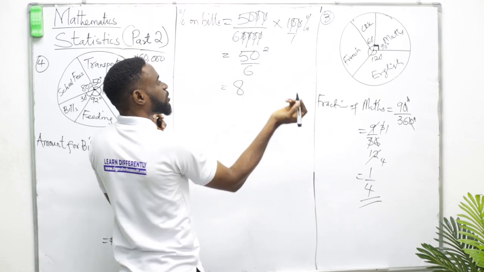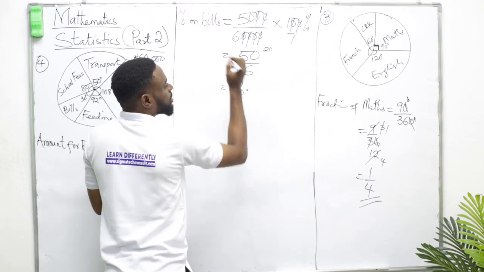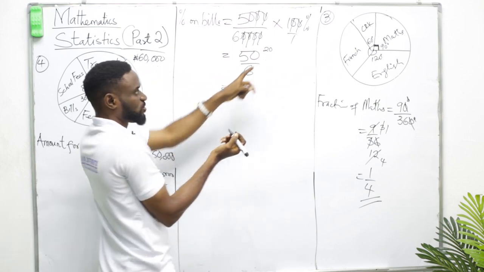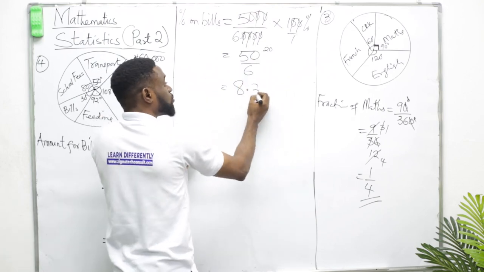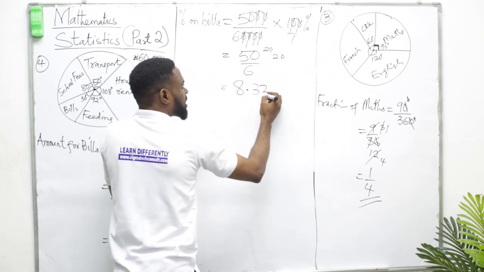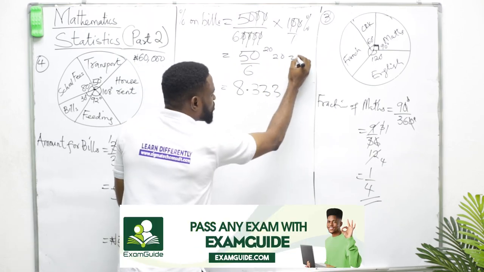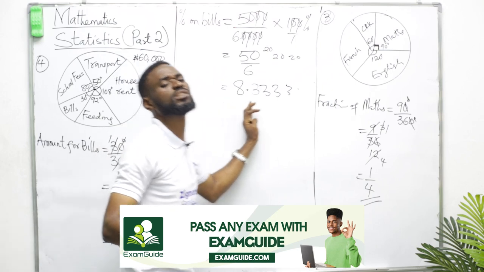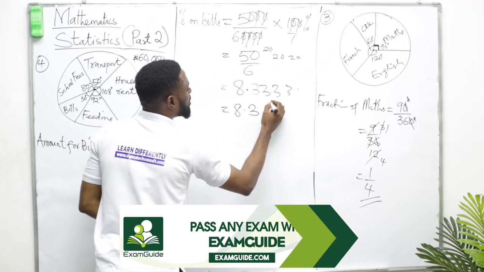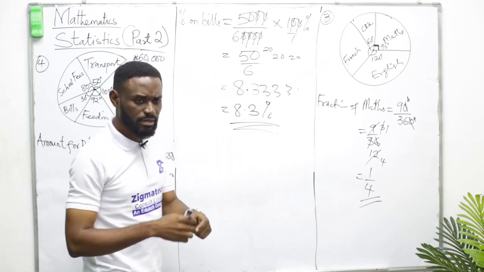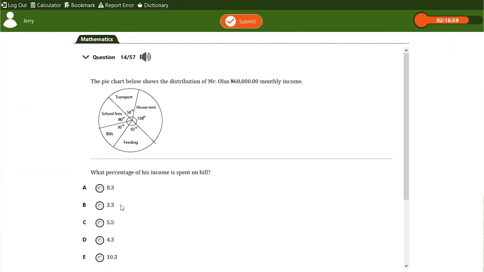That 2, 6 in 2 cannot go, so we add 0 to that 2 and put a point here. Alright? 6 in 20 will give us 3, because 6 times 3 is 18, remainder 2. So that 2 again, we put 0, it will give us 3. We do again, it will give us 3. It will keep giving us 3, so we just stop, because if you keep doing this, it will give you 3, 3, 3, 3, just like that. Okay? So this will be 8.3%. Alright? Now, 8.3%, and your correct answer there is option A. So you can do so many things in statistics and all that. Do you get the point now?